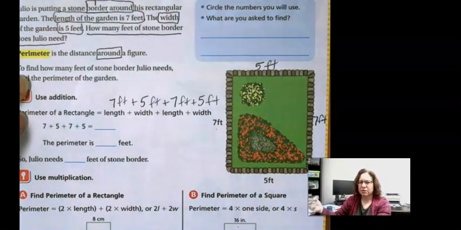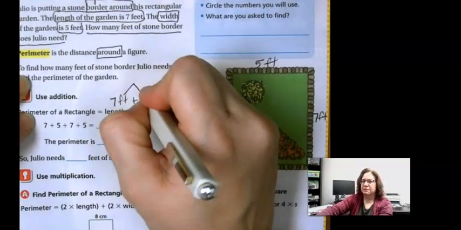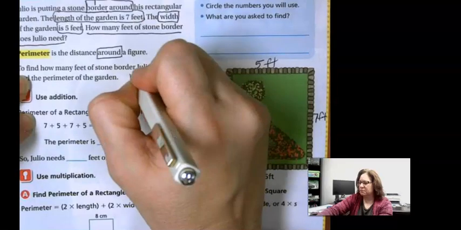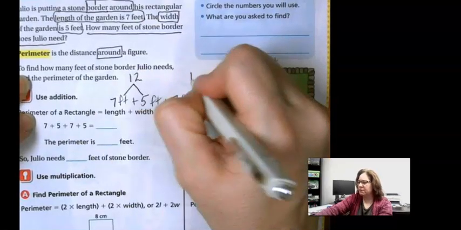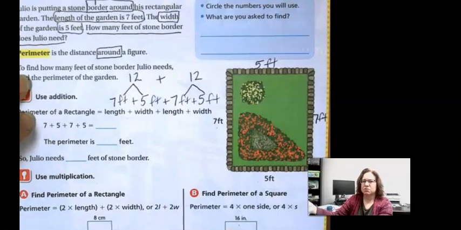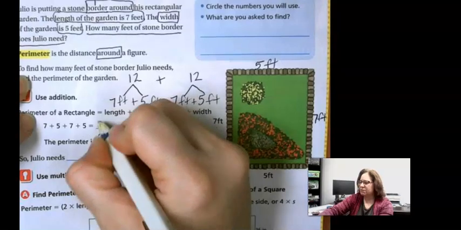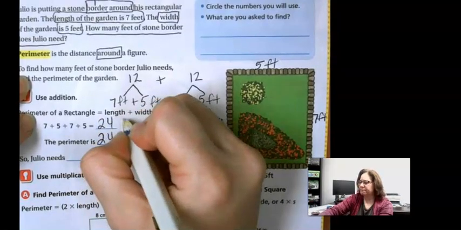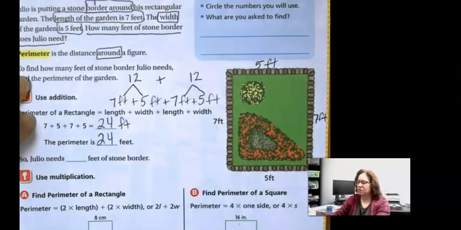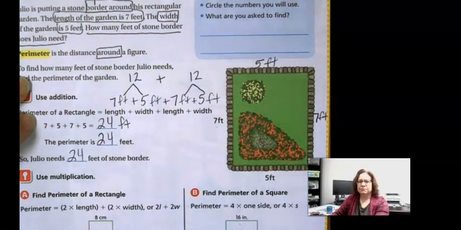All right, so what do you get when you add 7 plus 5? Right, you get 12. So we have that 2 times, so 12 plus 12. 12 feet plus 12 feet is 24 feet. Good, so he needs 24 feet of stone border.